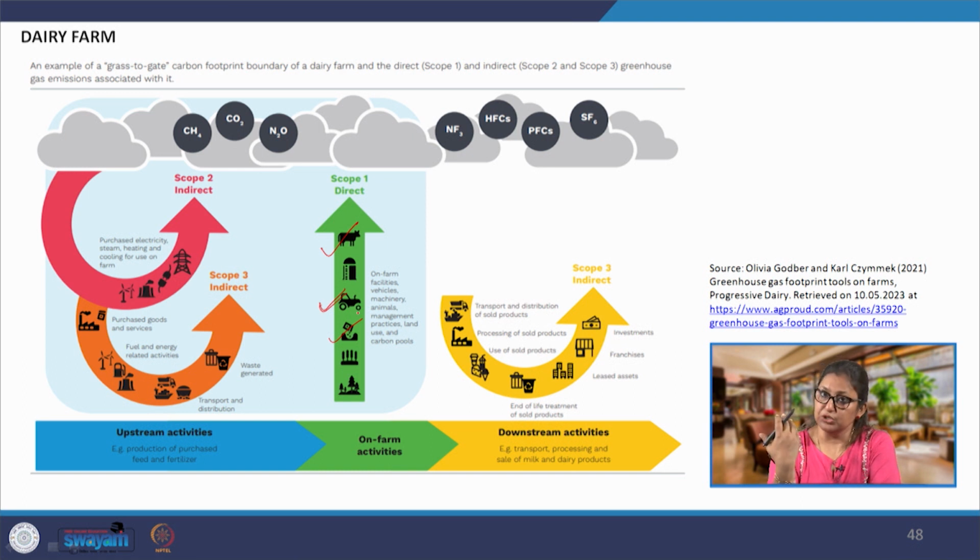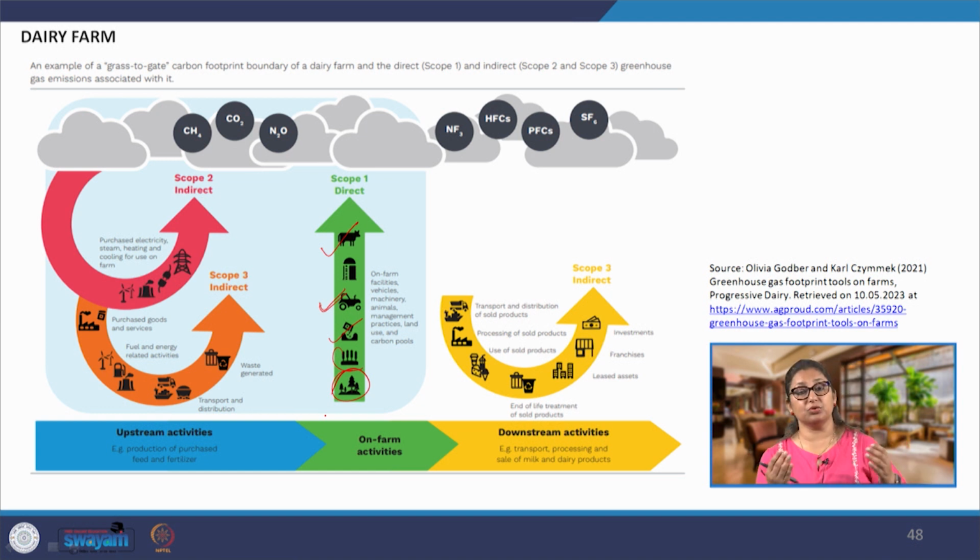Now, due to the reaction of that fertilizer on the land, there might be certain emissions happening, so identifying them, accounting for them and reporting them. Then we also have, for example, carbon pools. They might be talking about the forested areas which might be absorbing a lot of the emissions that are happening.